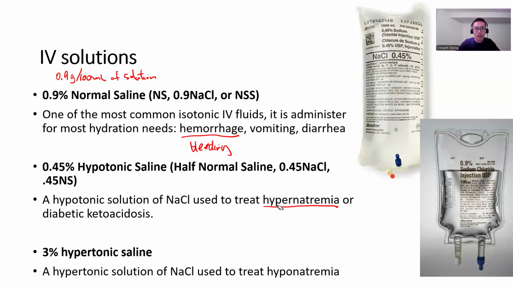So hyper is too much. Natrium is sodium, actually. That's why the symbol for sodium is Na and not So, right? And emia means in the blood. So hypernatremia is too much sodium in the blood.